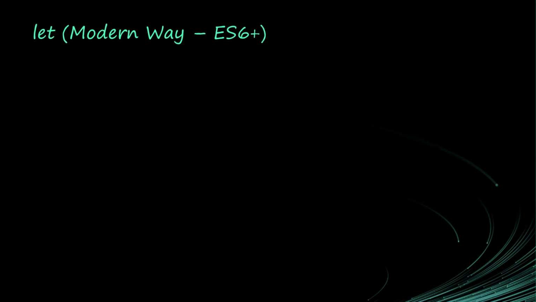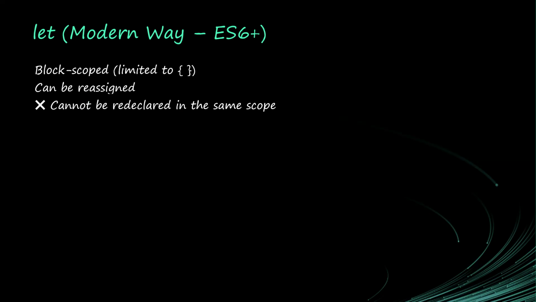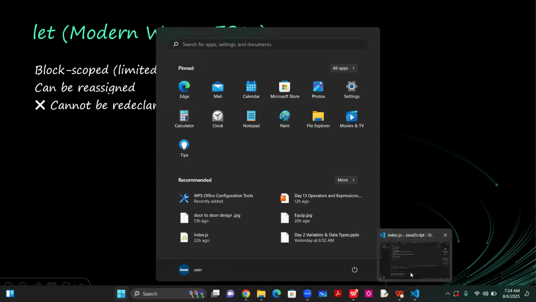Okay? Then we also have the modern way of declaring variables, the let keyword. Let keyword is function scoped. Sorry, it's block scoped, not function scoped. It's limited to this block scope, and then you can reassign it. That means you can change the value, and you cannot redeclare it in the same scope. So let me show you what we mean by this.